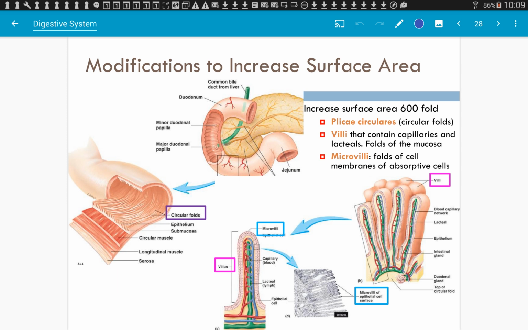Okay, so within the small intestine, if we increase the surface area, we increase the amount of nutrients and water we can absorb into the bloodstream. It's kind of like the same idea with the respiratory system, where the alveoli increased our surface area so we could maximize the oxygen. This is what's happening in the digestive system. We increase our surface area to maximize how much we can absorb, get as much nutrients as possible.